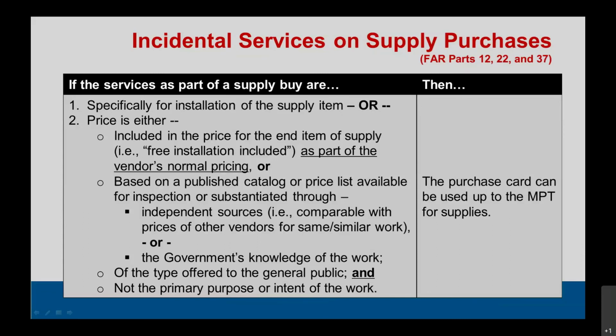However, if the vendor prices incidental services separately, then there are a few things you have to consider. Are the services based on a published catalog or price list available for view? If not, can the prices of the services be substantiated through some independent source, like comparable pricing of other vendors or the government's knowledge of what it should cost? Are the services of the type offered to the general public as part of this vendor's normal course of business? And services shouldn't be the primary purpose and intent of the work.